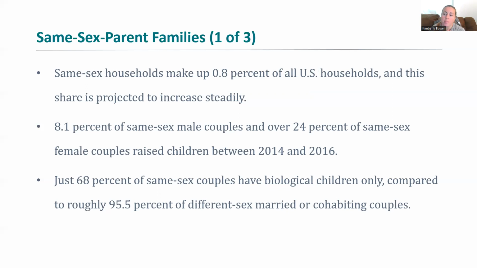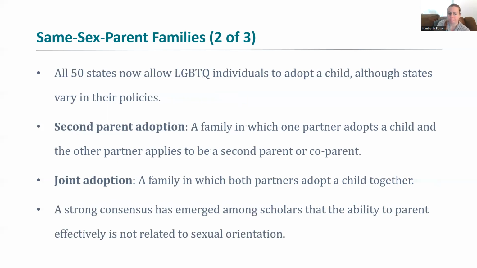So raising kids is still a big part of the lives of these individuals. Just 68% of same-sex couples have biological children only, compared to 95.5% of same or different sex married couples. All 50 states allow LGBTQ plus individuals to adopt, although states vary in their policies. So there are significant amounts of changes happening in that, including the decision for religious-based adoption agencies. The Supreme Court just handed down a decision not that long ago that allows them to discriminate, or say that they cannot be part of these adoption processes, and that they can specifically deny a couple based on that particular faction.